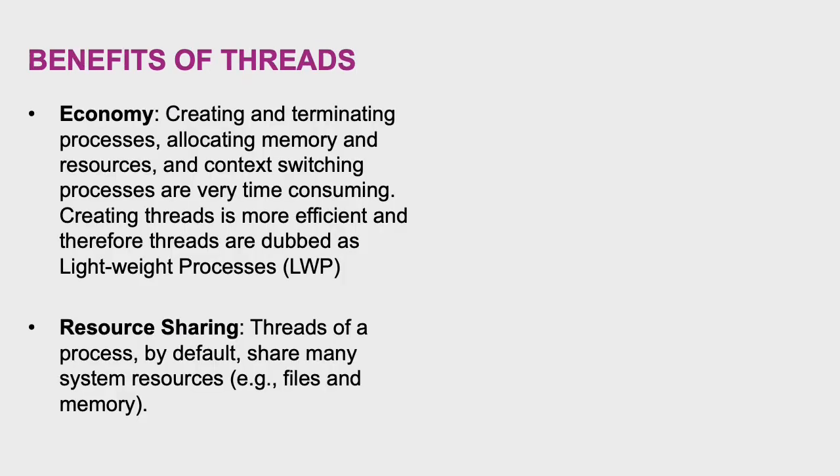Multi-threading comes with a number of advantages. First of all, economy. Creating and terminating a process, allocating memory and resources, and implementing the context switch among processes that are executing on a CPU is a very time-consuming activity that requires a significant amount of resources. On the opposite, creating threads is highly efficient, and therefore threads are often dubbed as lightweight processes.